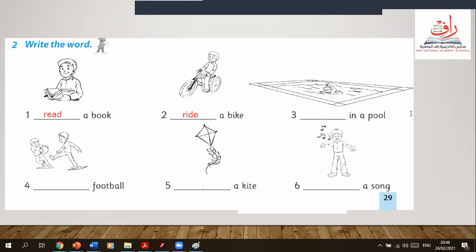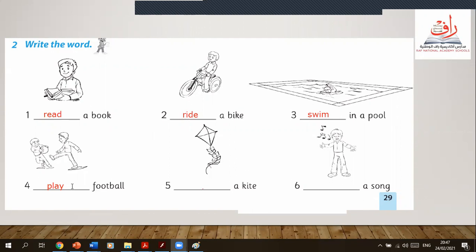Number 3, what about this boy in a pool? What can we do in the pool? Play? Fly a kite? No, swim in a pool. Good job. Number 4, we can see these two boys. What are you doing with a football? Play football. Again, play football.